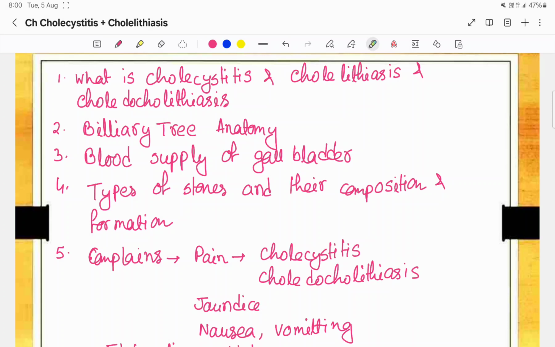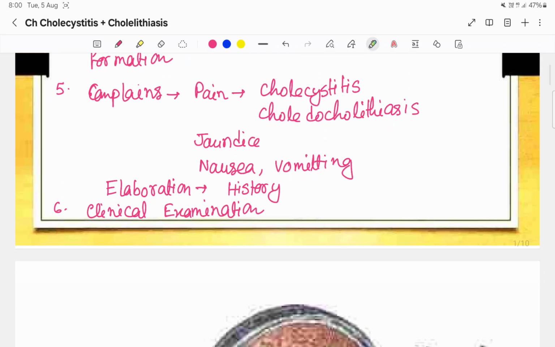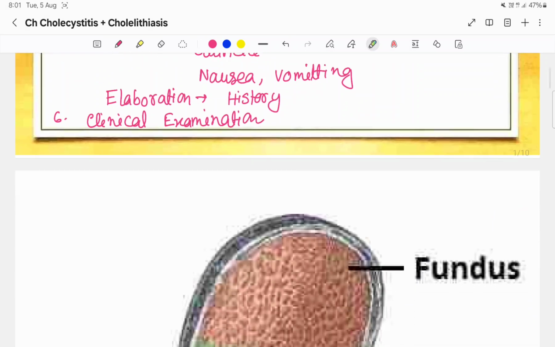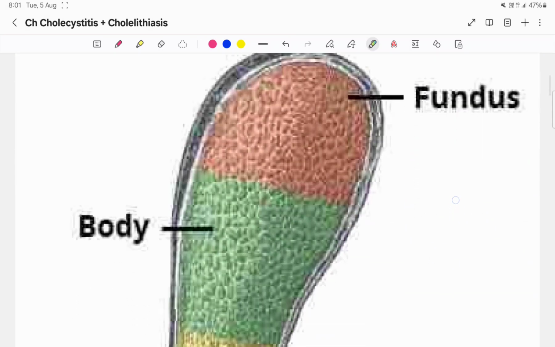Next, we will discuss the biliary tree anatomy. What is the blood supply of the gallbladder? Types of stones and their composition and formation. Now, complaints. The patient mainly comes with a complaint of pain in case of acute cholecystitis, and pain can also be present in chronic cholecystitis. It is episodic in nature. Next, jaundice, nausea, vomiting. We will elaborate on how to take the history for each. Next is clinical examination, how to elicit findings toward a particular differential diagnosis.